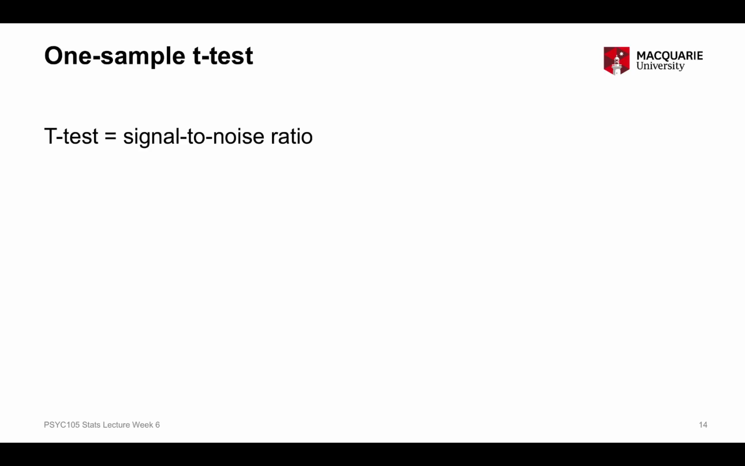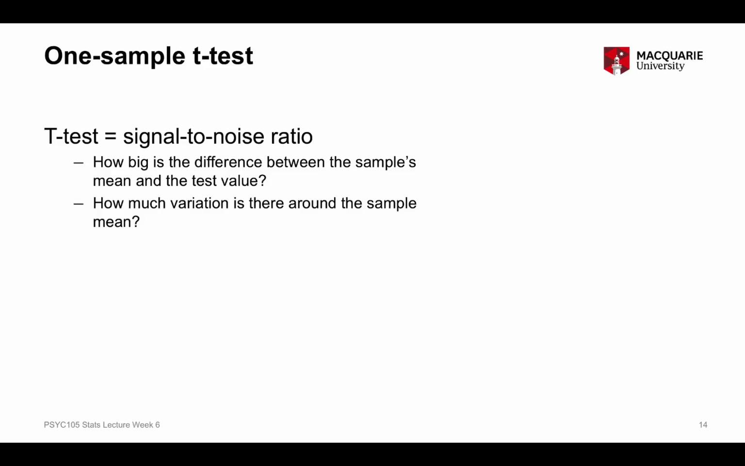And the idea of the t-test being a signal to noise ratio is something that's common between the three different kinds of t-test that we'll be talking about. So it's looking at how large the mean difference is, and also taking into account how much variation there is around the sample mean.